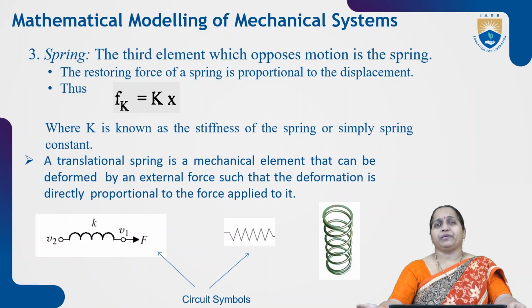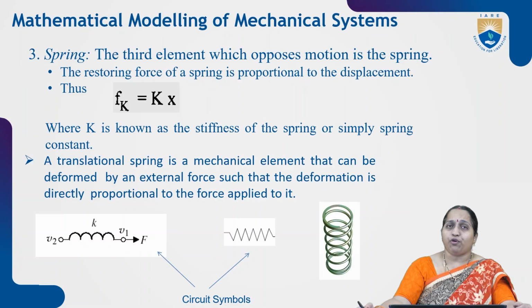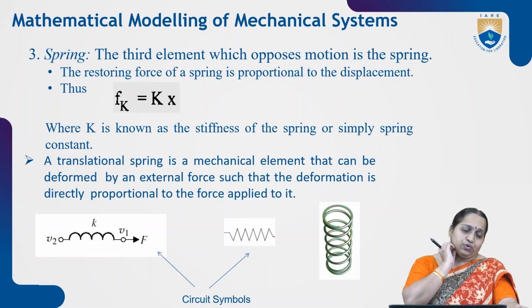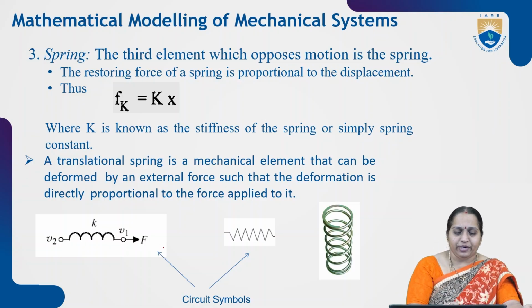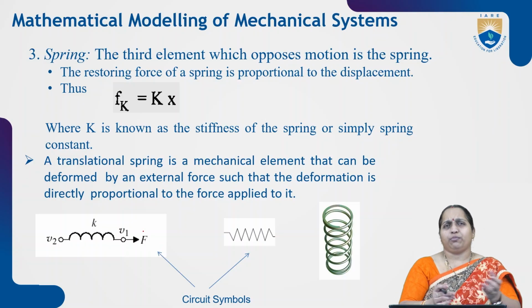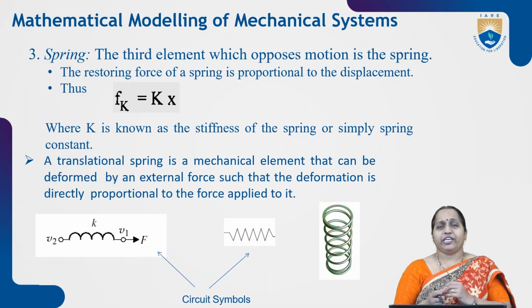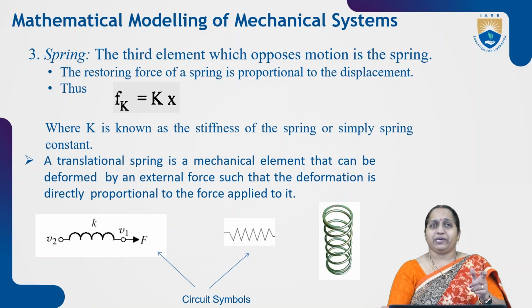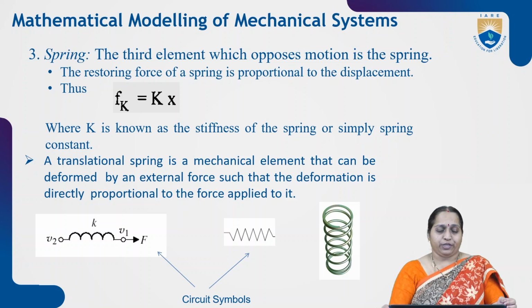A translational spring is a mechanical element that can be deformed by an external force such that the deformation is directly proportional to the force applied to it. So a spring is a mechanical element which can be deformed, in the sense that its shape can be changed by some external force, such that the change in shape is directly proportional to the force applied to it.